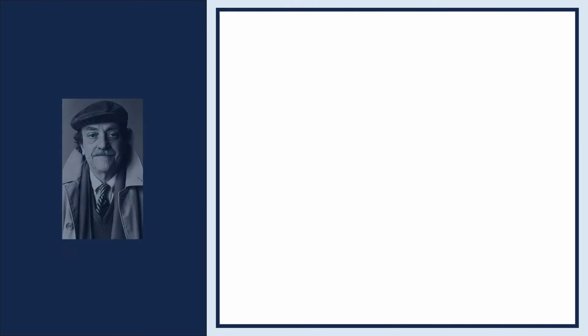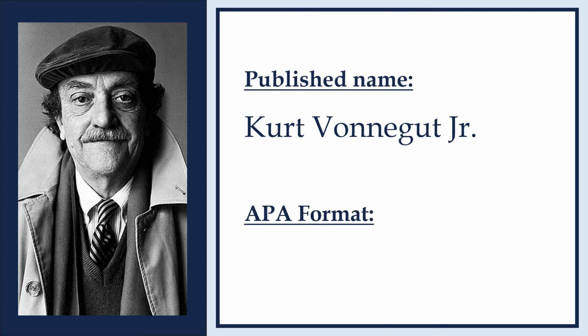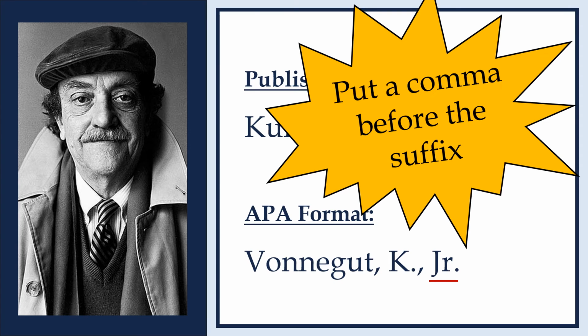Perhaps you're creating a reference entry for Kurt Vonnegut Jr. That's the published name. The APA format would go as follows, Vonnegut, comma, K period, comma, Jr. As you can see, the suffixes such as junior, senior, or the third will go at the end. Special note, make sure we put a comma before the suffix.